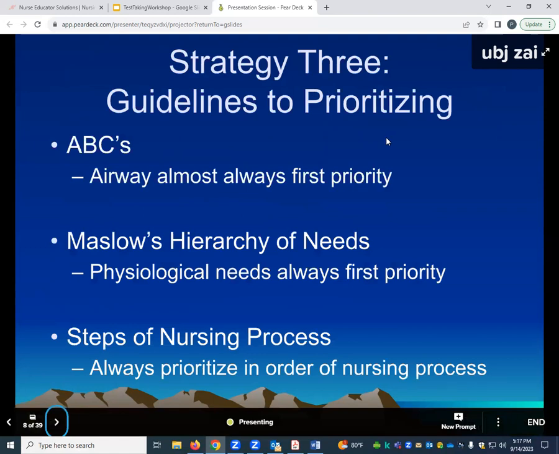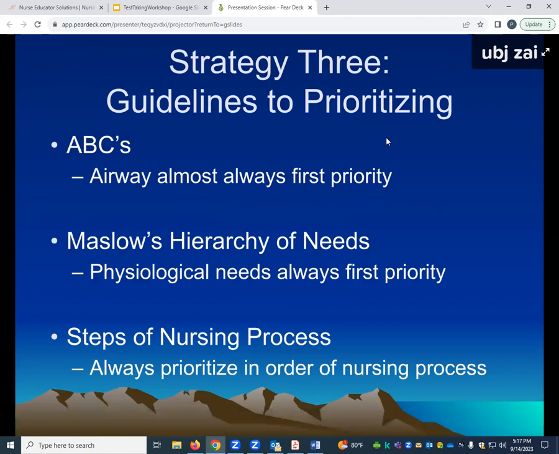Okay, guidelines to prioritizing. The vast majority of those NCLEX questions are going to be, what is the best or the first or the most important thing that you need to do here? ABCs, airway, almost always the first priority. And I say almost because if airway doesn't apply to that scenario, don't pick it. The sick and twisted people who write these questions know that you've had ABCs drummed into you from day one, so they're going to throw a breathing or an airway option in there. If you're not critically thinking and asking, does this apply to the scenario, then don't pick it.